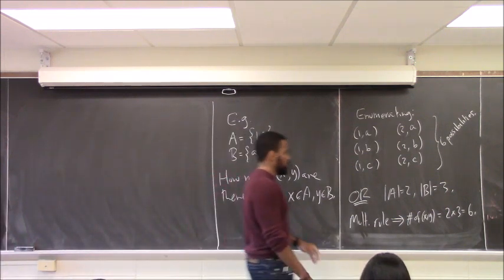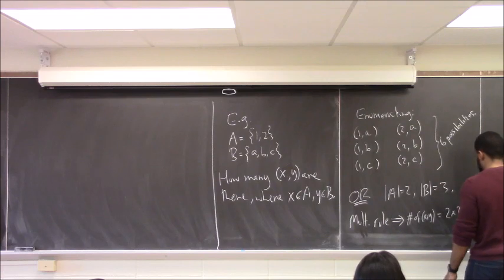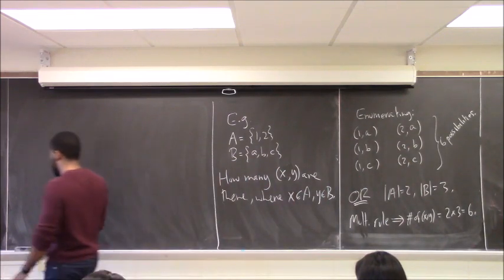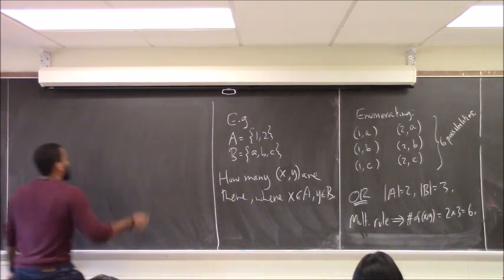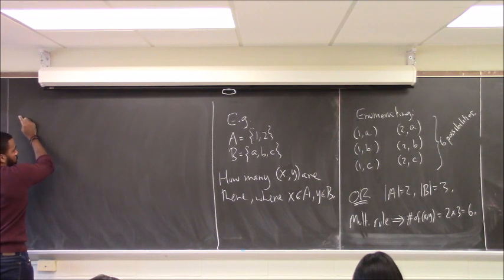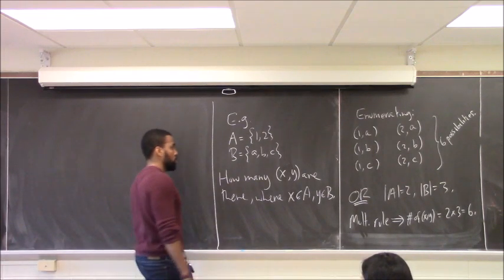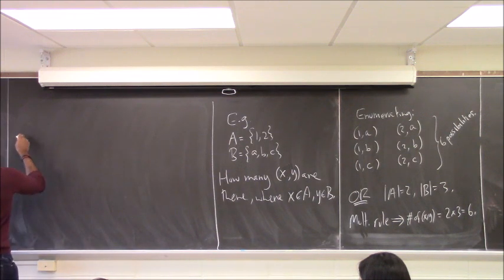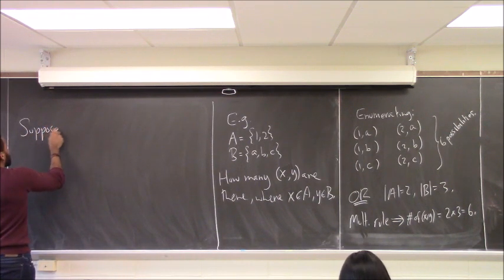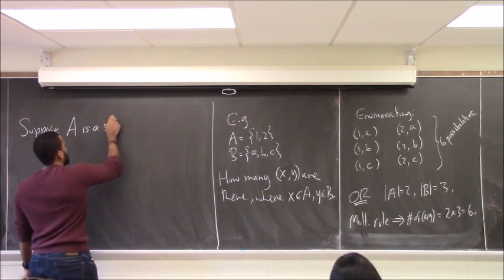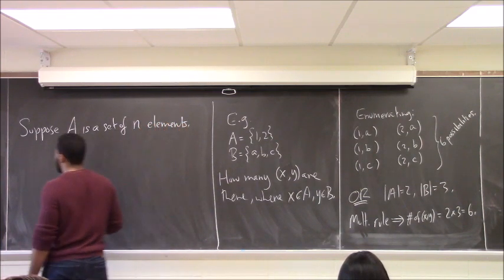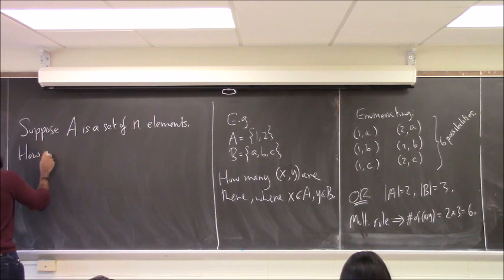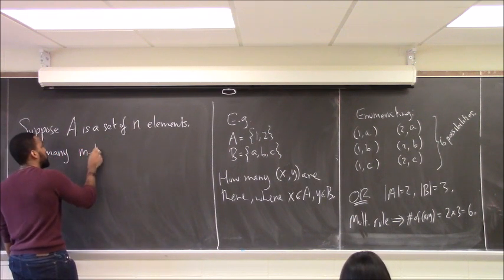I have a few more examples where we're going to use the multiplication rule, but I don't know if I want to actually move on to another item first. Yeah, for next time I'll do the next example. Let's look at a different kind of counting strategy. We're going to apply the multiplication rule to a different thing. Suppose A is a set of n elements. How many m-tuples can we form?